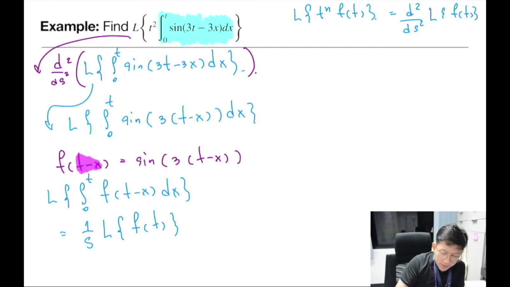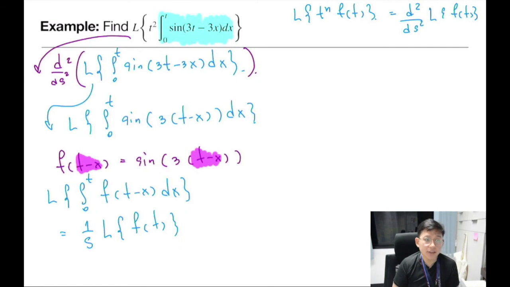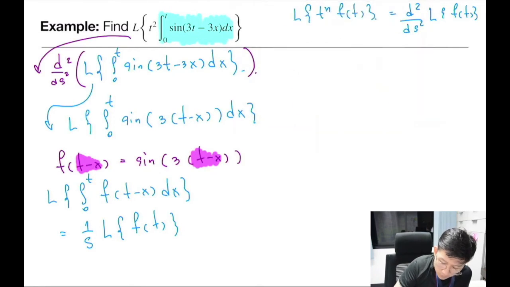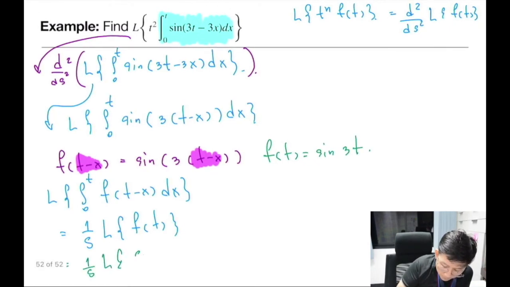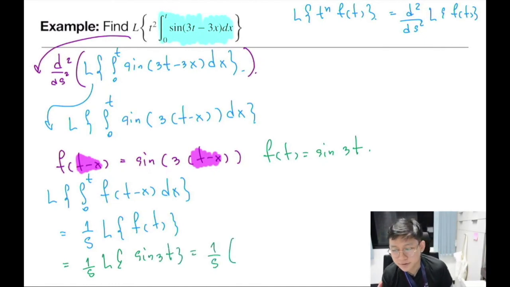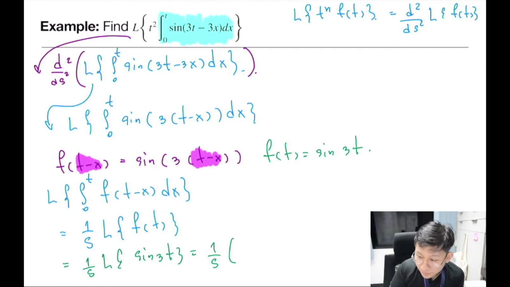But guys, f(t minus x) is sine 3(t minus x). F of red is sine 3 red. F of pink is sine 3 pink. F(t) is sine 3t. So we have that f(t) would be sine 3t. So there will be 1 over s times the Laplace transform of sine 3t, and that will be 1 over s times 3 divided by s squared plus 3 squared, which is 9.